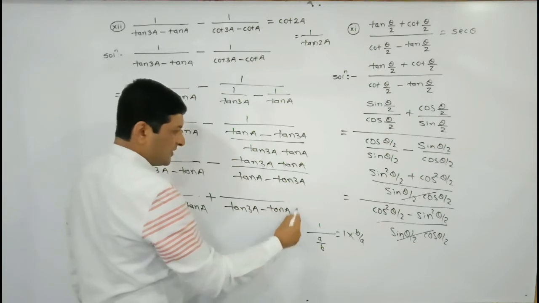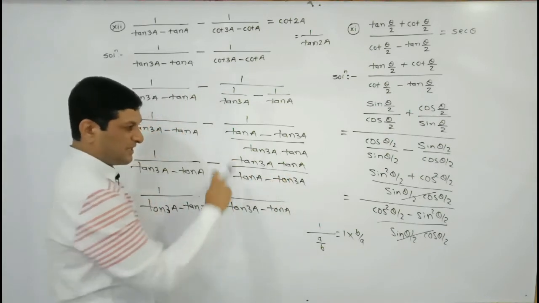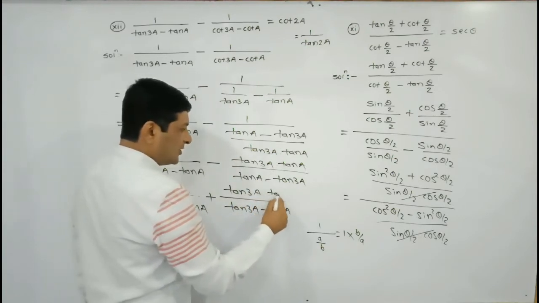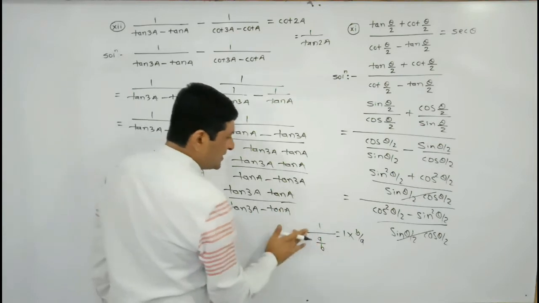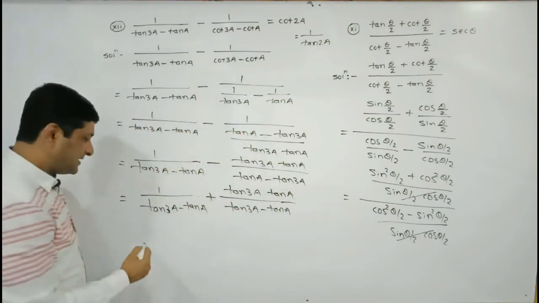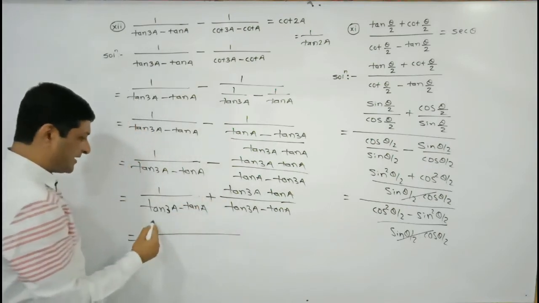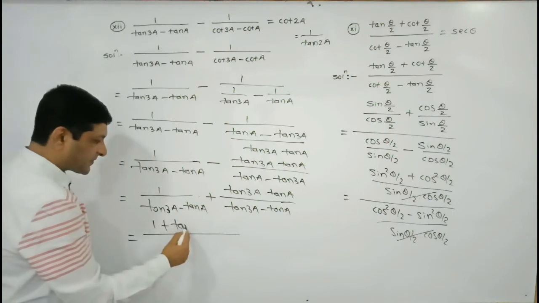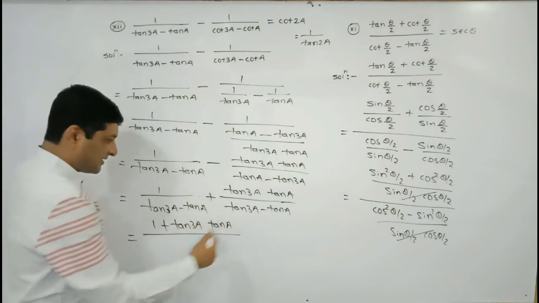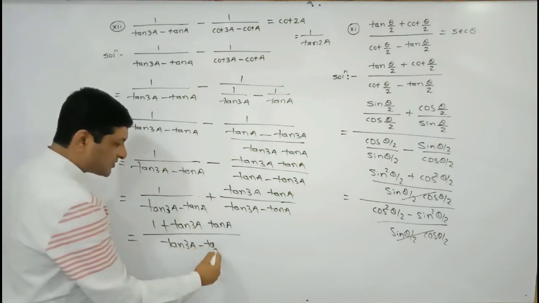Hope you have got it. Whenever we are taking minus common, the negative term will become positive and the positive will become negative. Keep this denominator as it is, tan 3a into tan a as it is. Now here we can observe that the denominator of both the terms is the same. And since the denominators are the same, we are taking addition of the numerators. 1 plus tan 3a into tan a divided by tan 3a minus tan a.